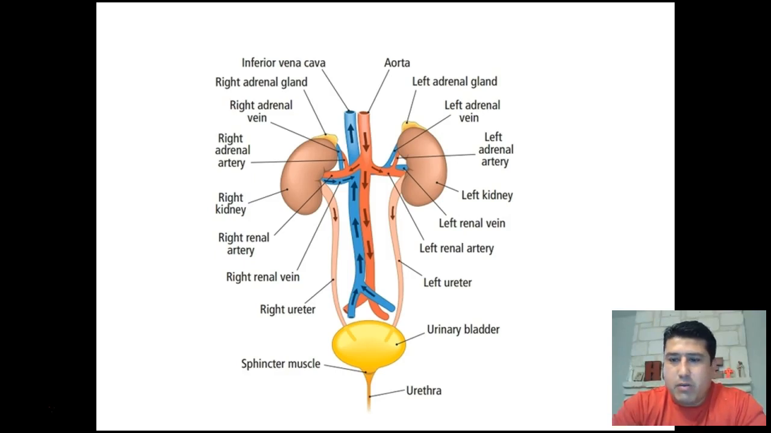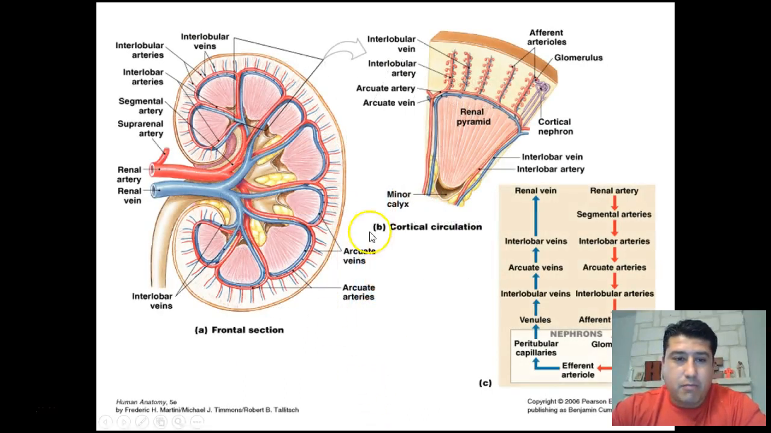Any waste products of metabolism, anything could be a waste product. So then it eventually exits the body through urine. All of the good blood is then filtered back into circulation via the renal vein.